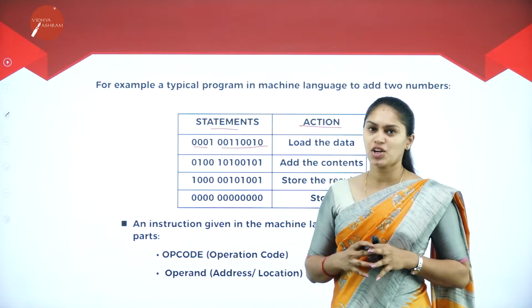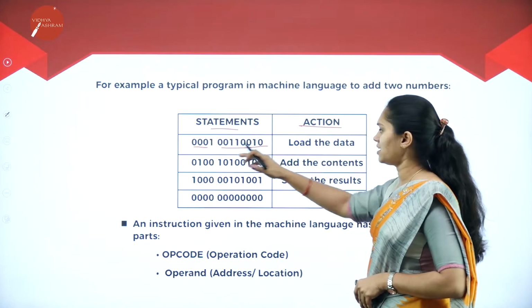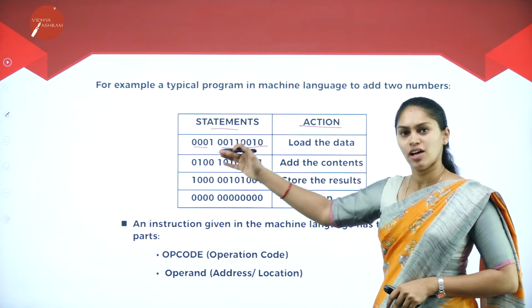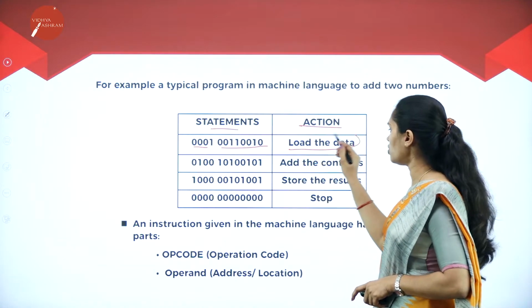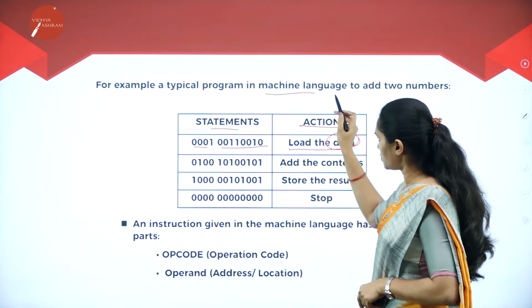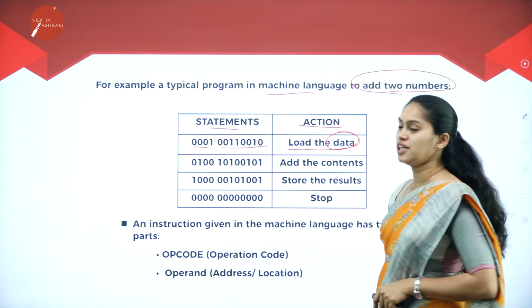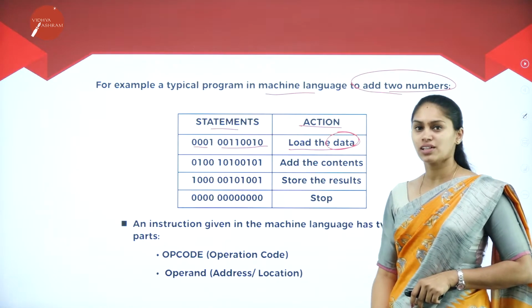For the human being, it will be difficult to understand. Here I have a statement and this indicates the action that it is performing. First we have to load the data. What are we doing? We are writing a program in a machine level language in order to add two numbers. I have to take the data.